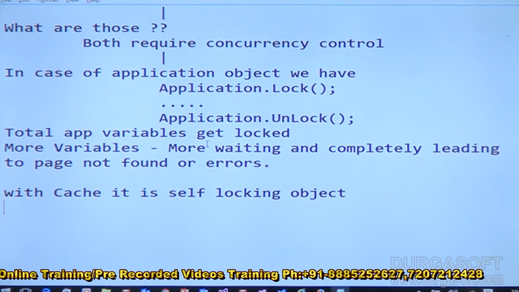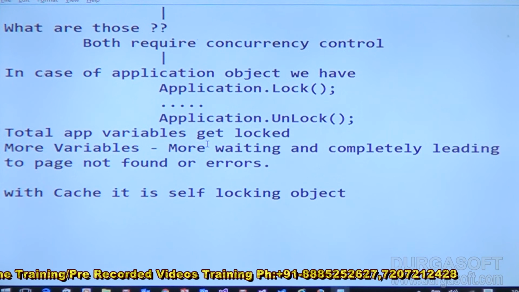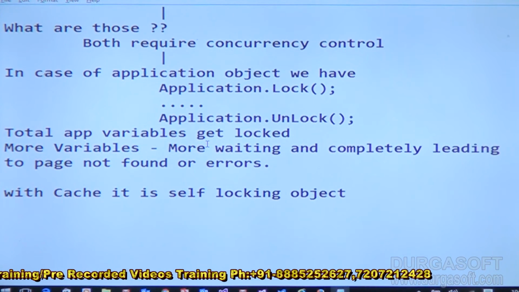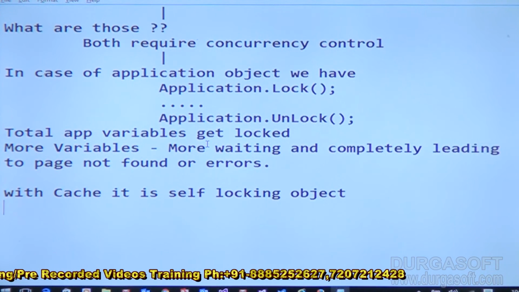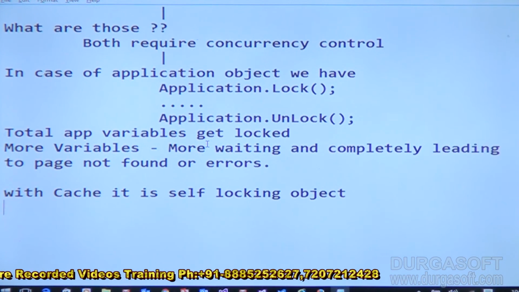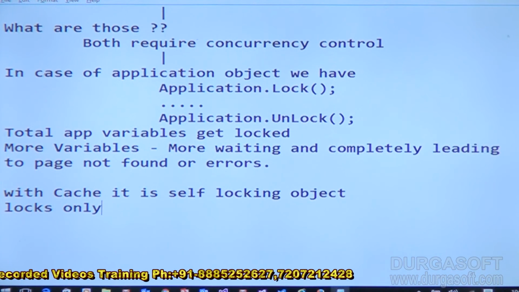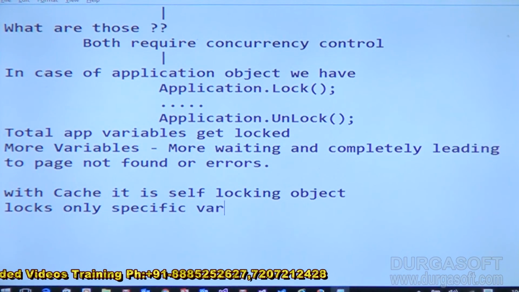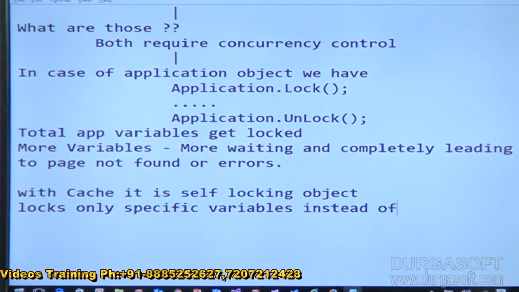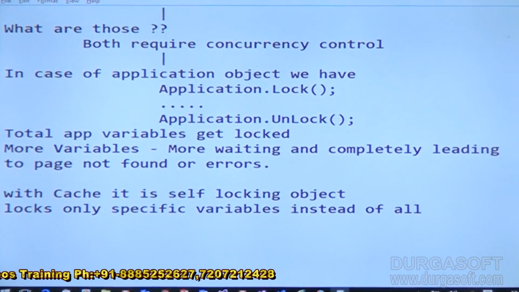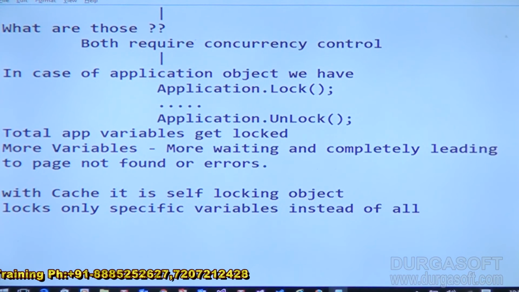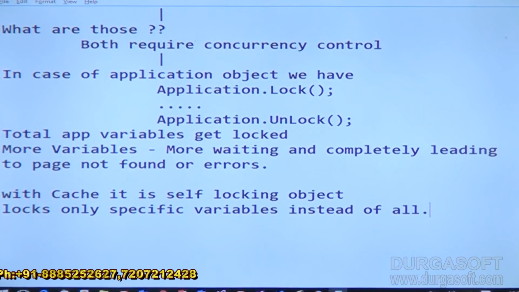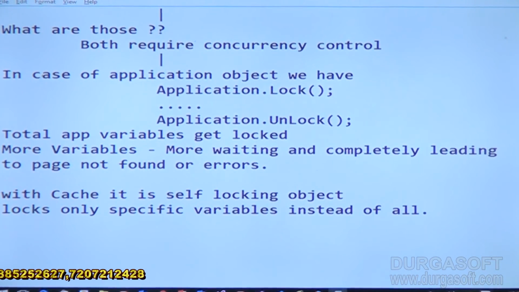Now be aware of coding. Means use it properly. You should not use it improperly. So with cache, it is a self-locking object. And another great thing is, it locks only specific variables instead of all. This is a good one, right? You understood, means it's good. Not all variables. Only a few variables. Only the variables which are used are locked. The rest can use it. Is that a good strategy or not now?